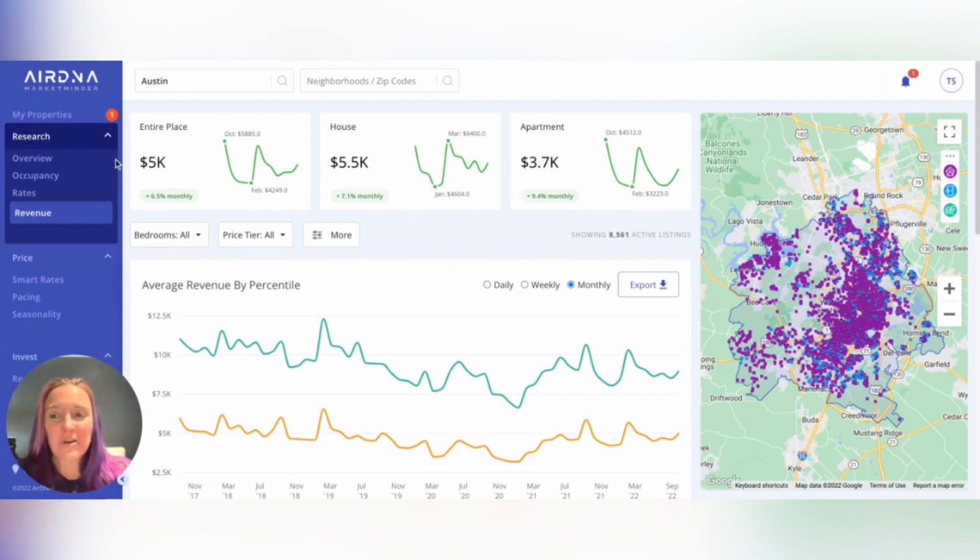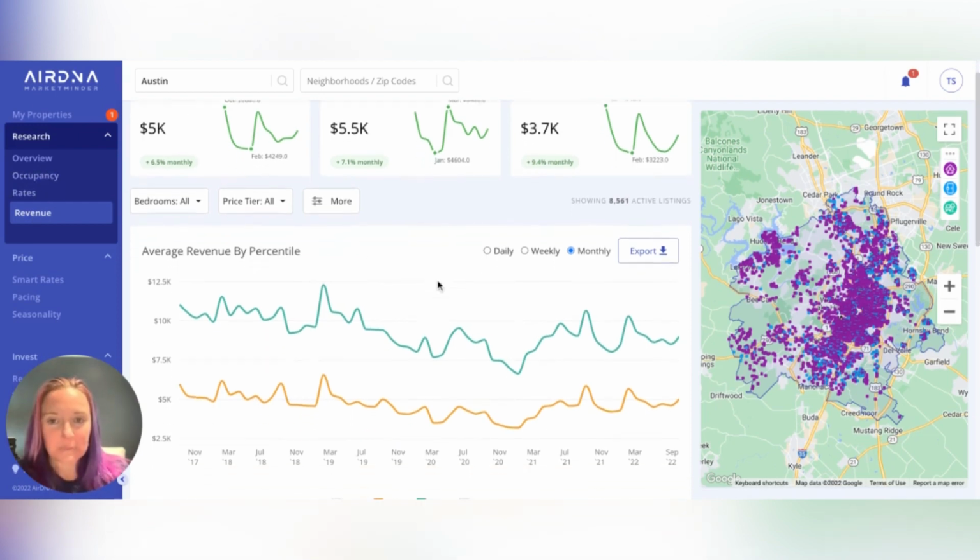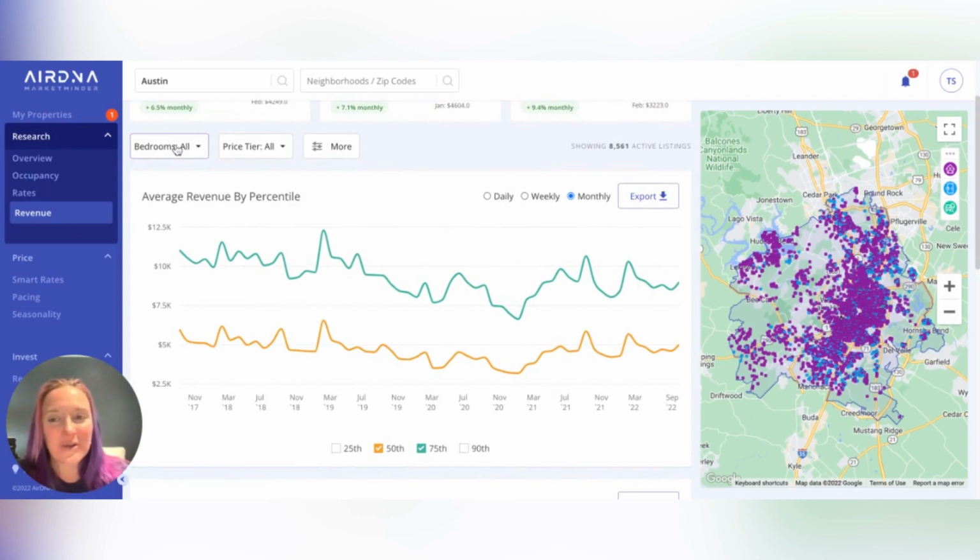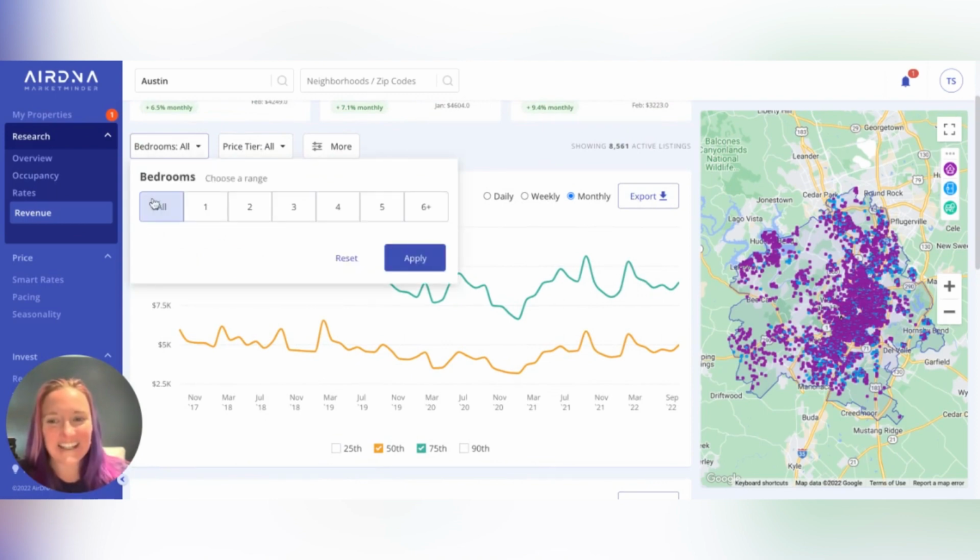So today we are going to be in the research section, and right now we're on the revenue page. We're going to be checking out these filters right here. Now, these filters are on the revenue, rates, and occupancy pages, so they go all the way across. You can compare and look at any of those things with these filters. But you're used to the bedroom filter. That hasn't changed. Number of bedrooms up to 6.